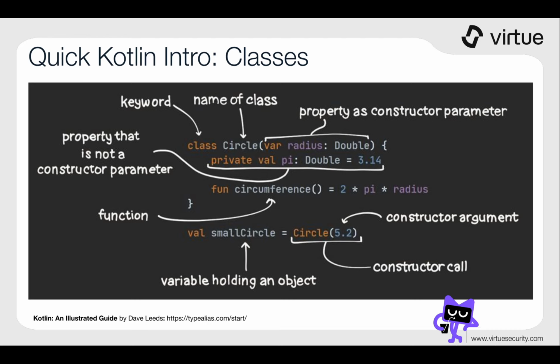The other thing I want to point out is when we create an instance of circle, so val small circle equals circle, pass in 5.2 for the radius. Notice that there's no new keyword, so we don't need that new keyword when creating an instance of a class.